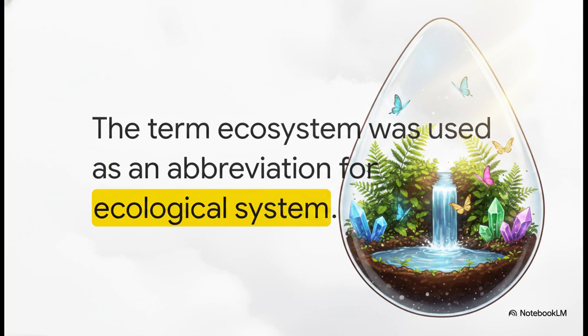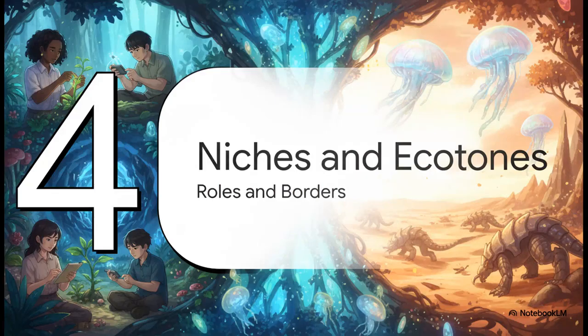It's a functional unit where the community of living organisms interacts perfectly with its surrounding physical environment. All right, number 4, niches and ecotones, roles and borders. Now that we understand ecosystems as these unified systems, we need to look at the highly specific roles organisms play inside them and what on Earth happens at the borders where these ecosystems collide.